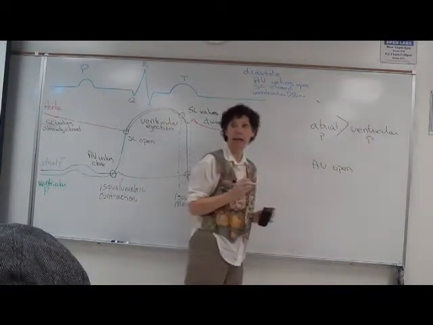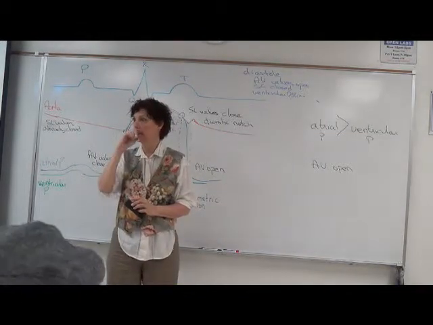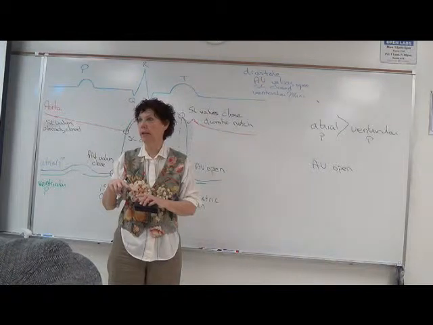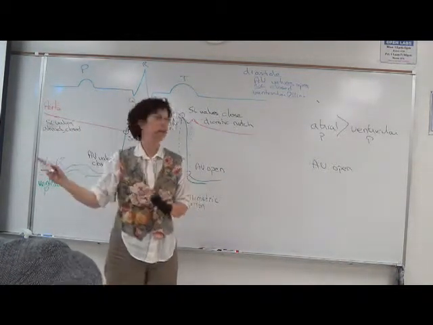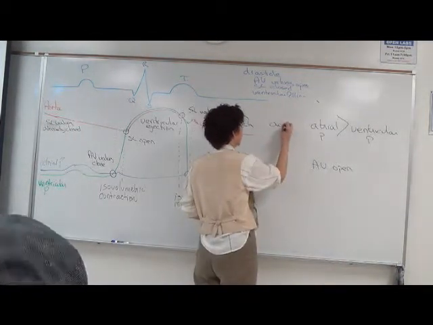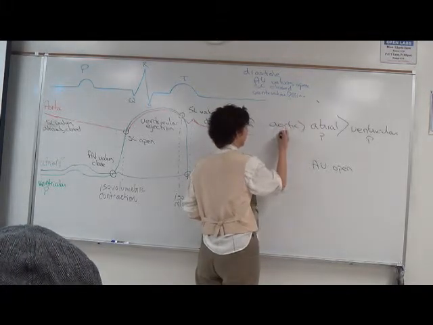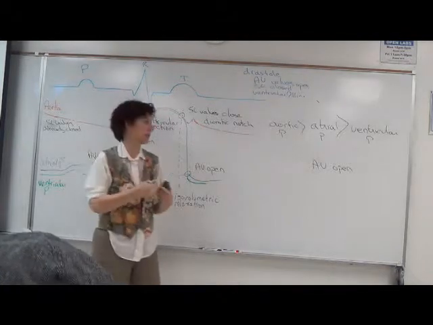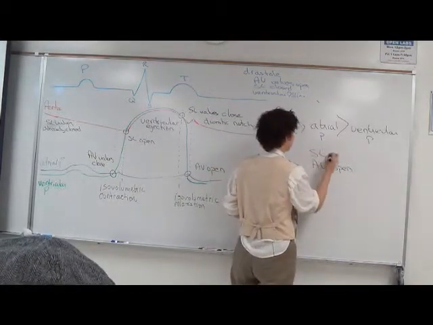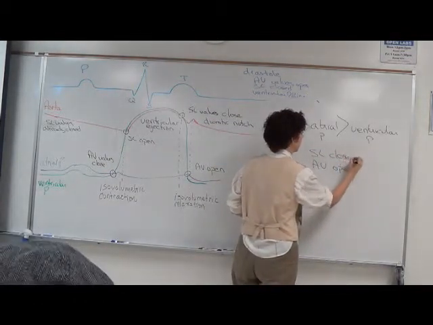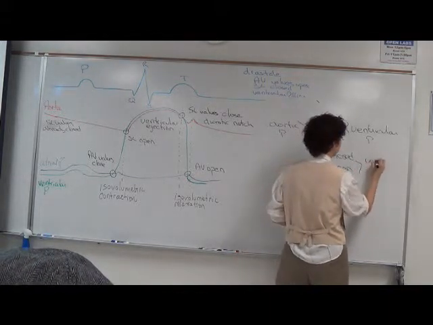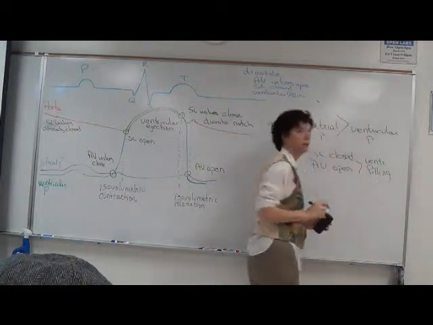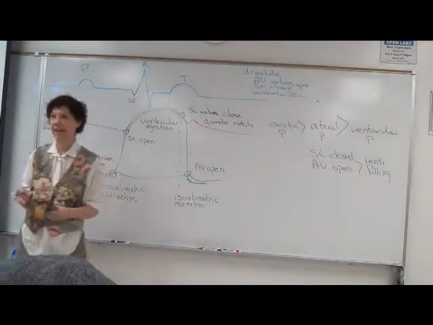And what position are the semilunar valves during ventricular filling? Closed. They're closed. So to keep them closed, aortic pressure is going to be higher than everything, all right? We know it already has to be higher than atrial. And it has to be higher than ventricular to keep the semilunar valves closed. So now semilunar valves are closed. And we have ventricular filling. Okay.